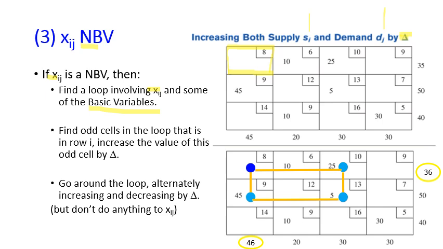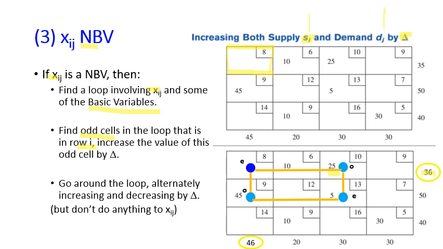And then find the odd cell in the loop that is in the row i. Because we talk about supply i, which is in row 1, the odd cell in the loop that is in row i is that one. Because wherever we start, that is like the point 0, and 0 is even. So we find even, odd, and then even, odd. And the odd cell in the row i is that one.